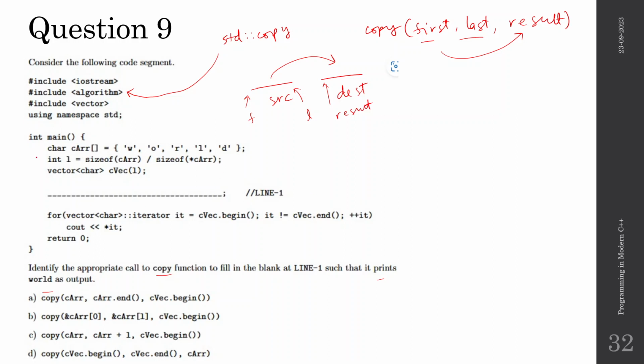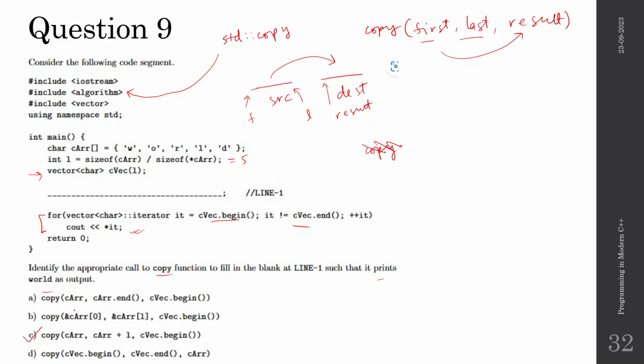Okay, so in this function you can see that there is a character array called WRLD, and L is the number of elements here. So L is equal to 5, and then we are creating a vector of characters, and in this line we are iterating over the vector, from cvec begin to cvec end, and printing the contents of the vector. So the character array is not printed here, the vector is printed here. So we will have to somehow copy the character array into the vector, and for copying we can use this std::copy function. Looking at the options, we can see which one is correct. So it's option C.